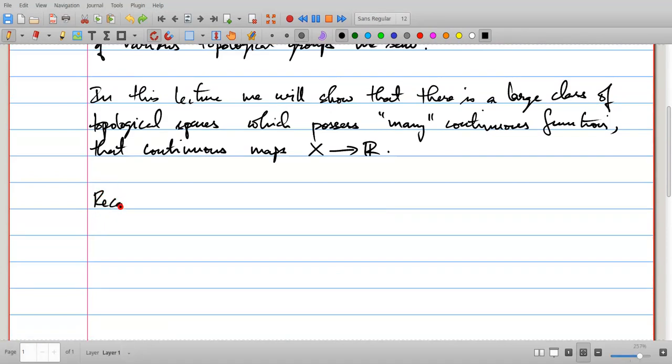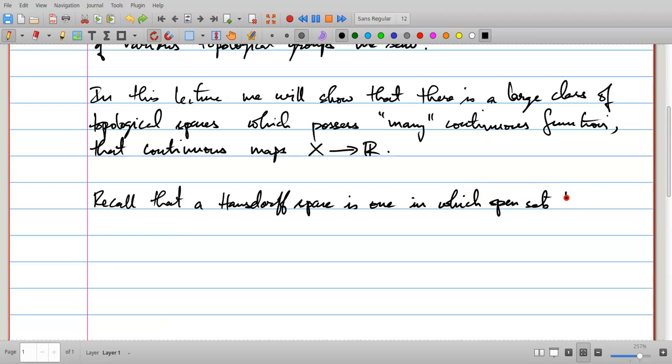So recall that a Hausdorff space is one in which open sets separate points. What this means is that given any 2 points x and y, there are 2 disjoint open sets U and V so that x is in U and y is in V. So we can generalize this and ask for a stronger condition.